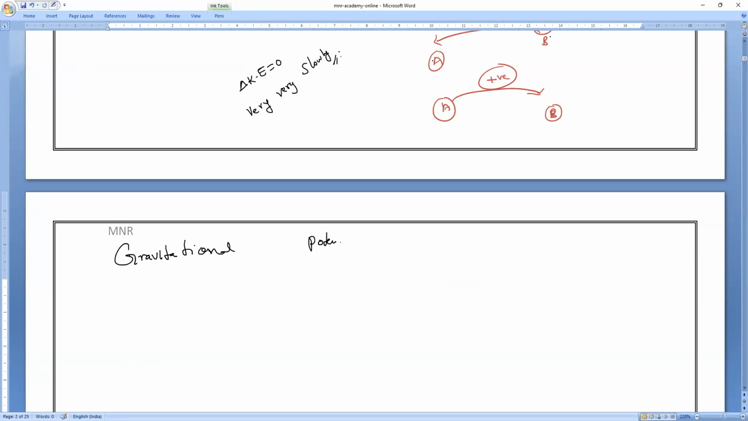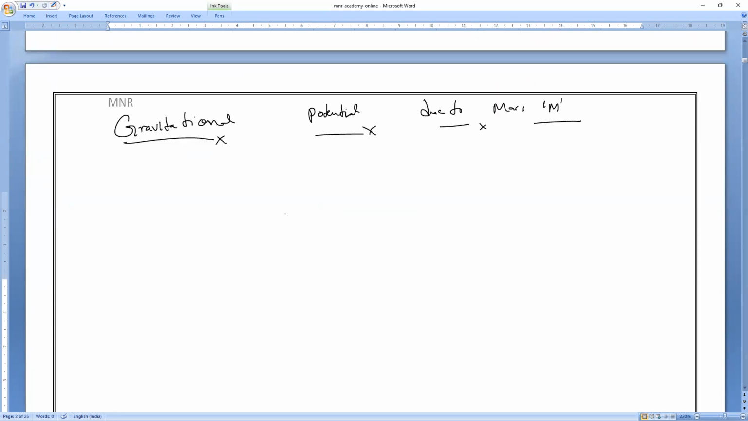Gravitational potential due to mass m. Please try to listen to this one, because this is the most important one which you need to understand. There is a mass m at infinity distance, and there is a point P. If I want to transfer this mass from infinity to point P, then definitely I need to do some work. Am I right, everybody? Will you all agree with me?